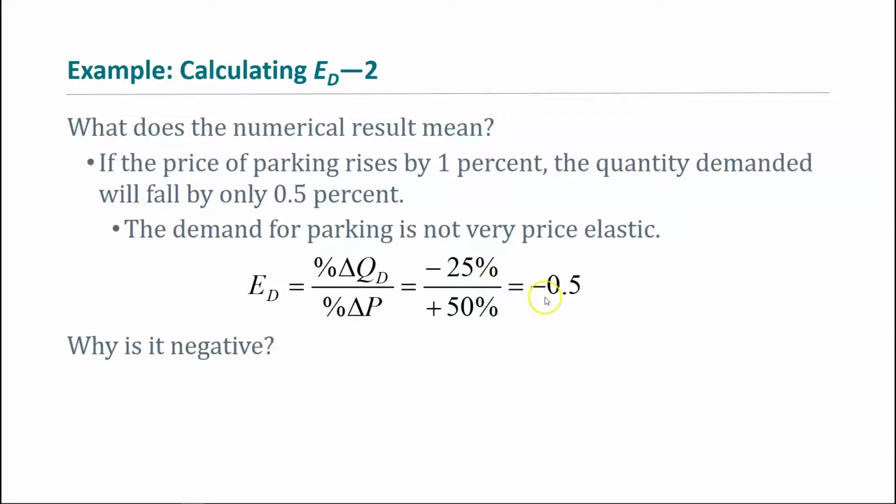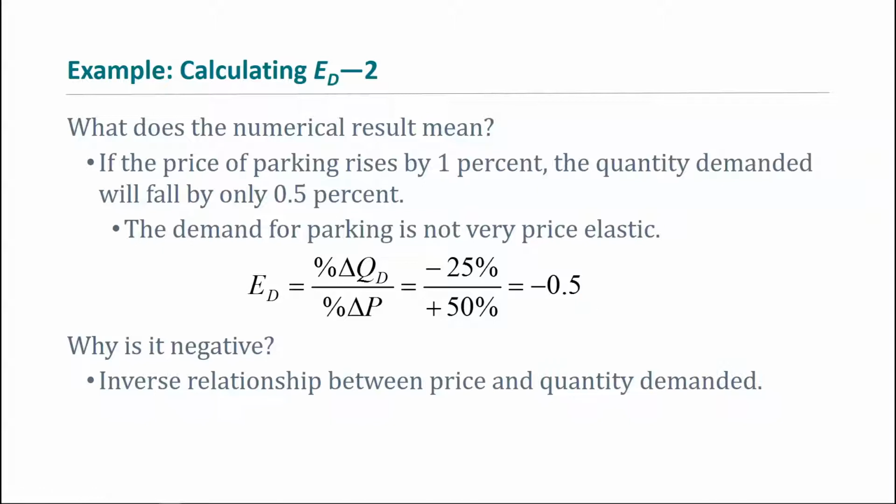Then let's look at the sign, right? So we've talked about what the numerical result can tell us. What about that negative sign? What does the negative sign mean? It's negative because the quantity went down when the price went up, right? And in the case of price elasticity of demand, it will always be negative because of the inverse relationship between price and quantity demanded, because of the law of demand. When price goes up, quantity demanded will go down. When price goes down, quantity demanded will go up.